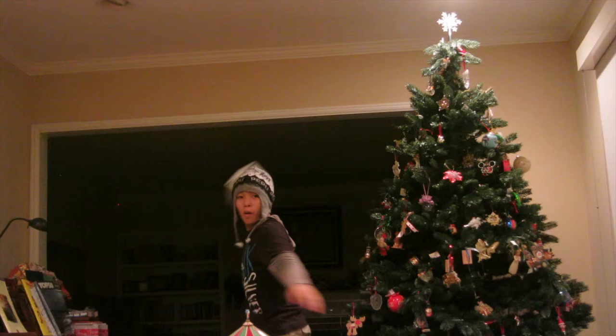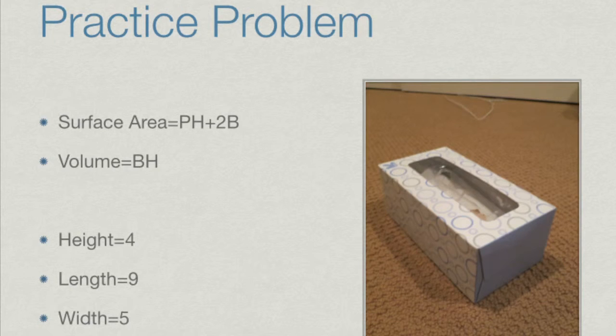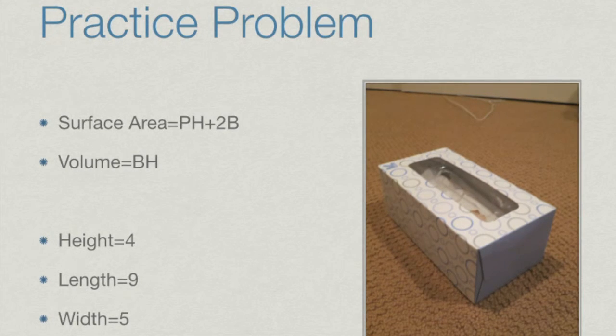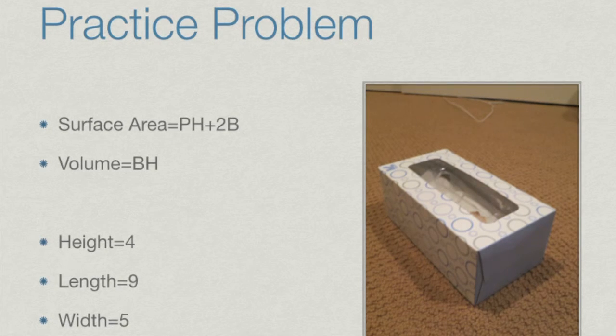Now, back to the practice problem. To find the surface area of the box, we have to find the perimeter of the base by adding up all the sides, which equals 29, then multiplying that by the height to get 116. We also have to find the area of the base by multiplying the length times width, and multiply that by 2 to get 90. Finally, we add 116 and 90 to get an answer of 206 inches squared.